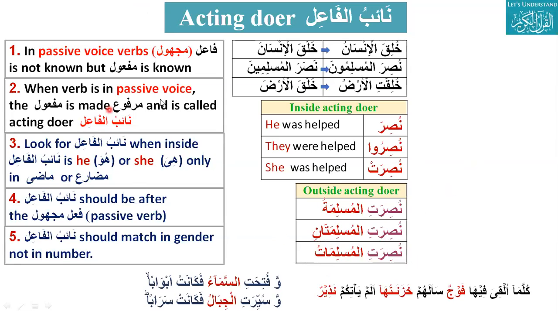So when a passivized verb comes, we have to look for the naibul file, the acting doer. And the acting doer will be after the passive verb. It will be marfu, and it should match in gender, not in number. Like here: وَفُتِحَتِ السَّمَاءُ فَكَانَتْ أَبْوَابًا.